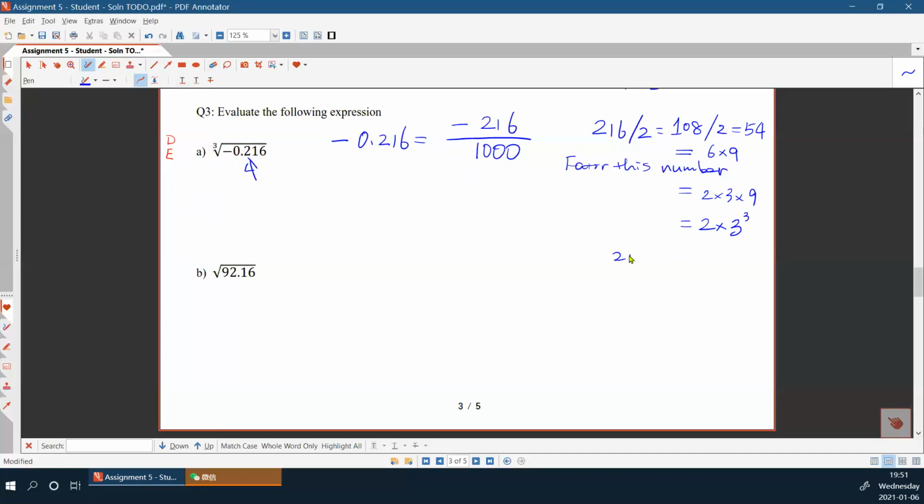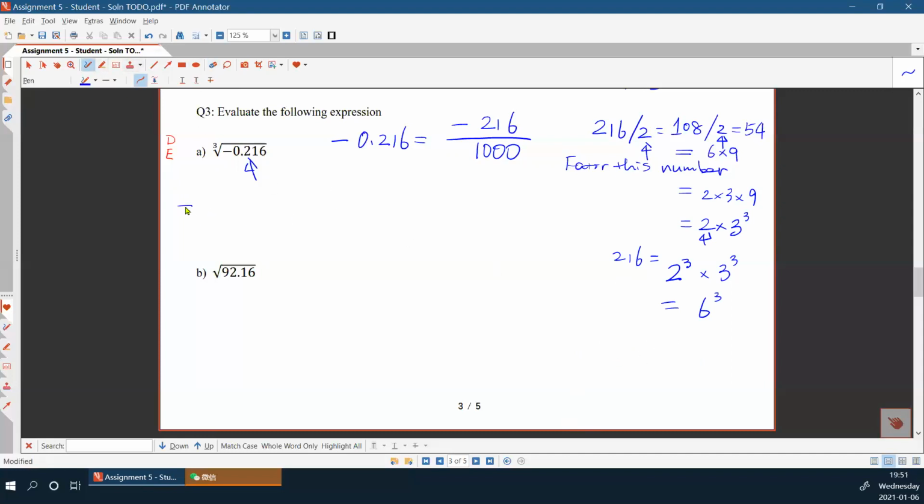So 216 is actually 2 to the third power times 3 to the third power, which is 6 to the third power, right? If you are not very confident, just verify your answer by calculating this one. If this equals the original number, then your analysis is correct, okay?